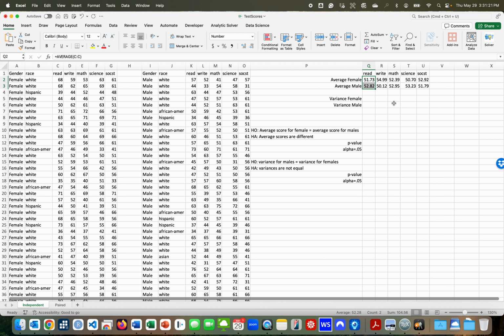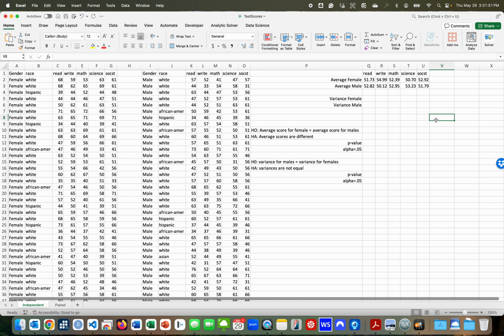So the reading scores are quite similar. The average writing score for females is higher, about 5 points higher than it is for males. Math scores are quite similar. Males do slightly better on the science test than females, and then the social studies scores are slightly higher for females than they are for males. But we want to test to see if these differences are statistically significant.